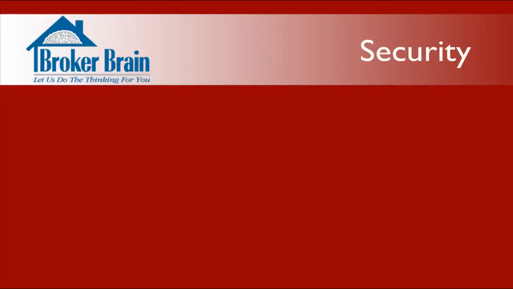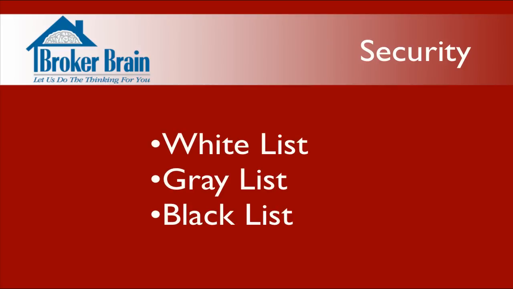There are three levels of security for people sending email into your Broker Brain system. There is a white list, a gray list, and a black list. People on the white list can respond to any message sent from Broker Brain with a valid email signature, and that message will be accepted and stored as a note to the appropriate note section within the property.